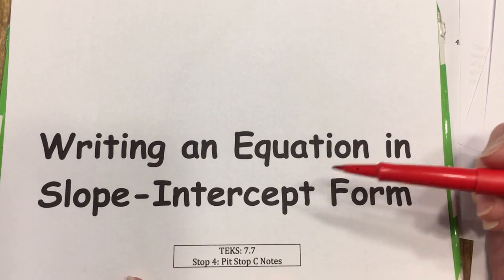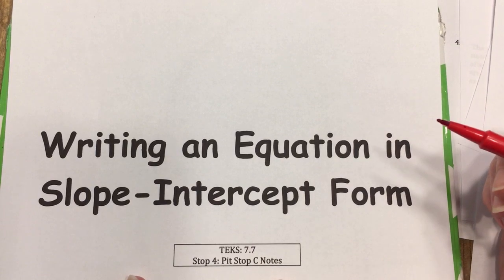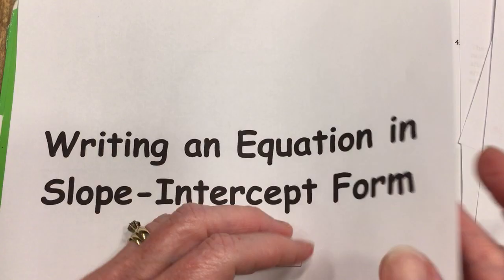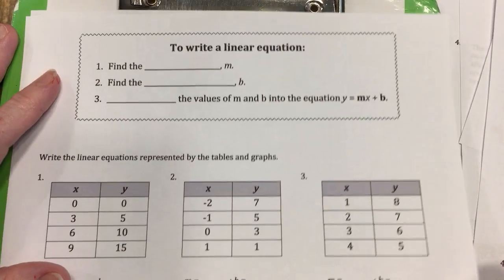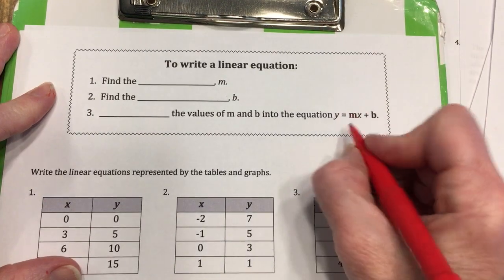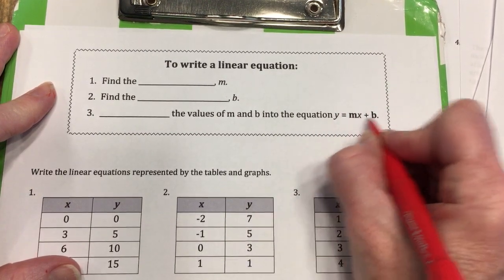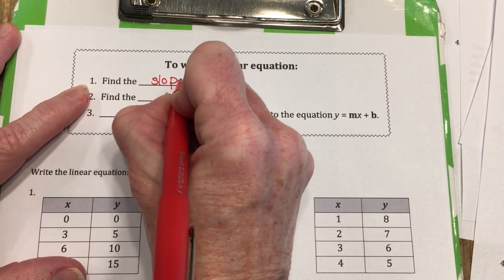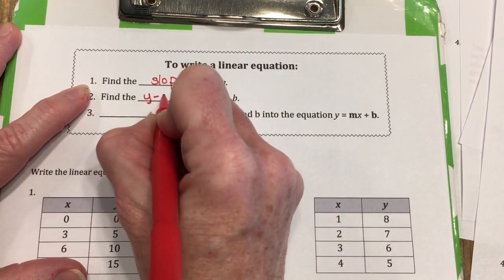So we're going to be talking about writing an equation in slope-intercept form. We're going to take what we learned in the last video and apply it to writing equations. Basically there are 3 steps. In order to use the form y equals mx plus b, which is what we saw in that last video, we need to know the slope, the m. We need to know the y-intercept, the b.